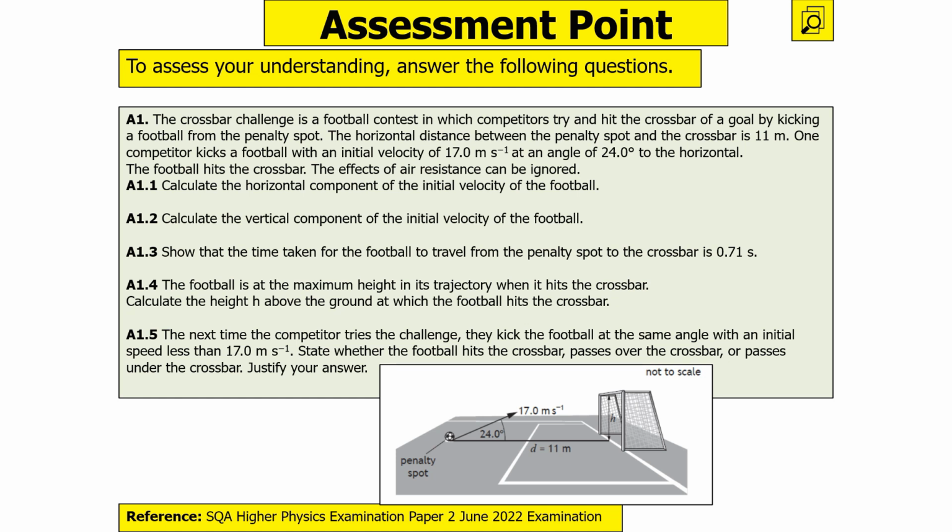Firstly, calculate the horizontal component of the initial velocity of the football. Then calculate the vertical component of the initial velocity of the football. Show that the time taken for the football to travel from the penalty spot to the crossbar is 0.71 seconds. The football is at maximum height in its trajectory when it hits the crossbar. Calculate the height above the ground at which the football hits the crossbar. Then the next time the competitor tries the challenge, they kick the football at the same angle with an initial speed less than 17 meters per second. State whether the football will hit the crossbar, pass over the crossbar, or pass under the crossbar, and justify your answer. So pause the video now, then unpause the video when you want to go through your answer.